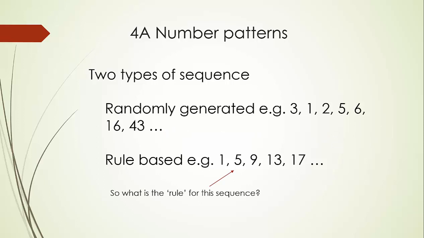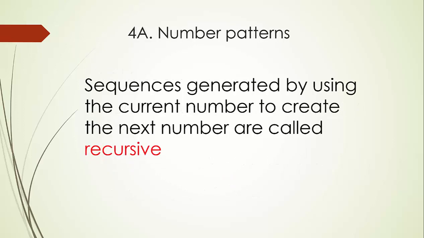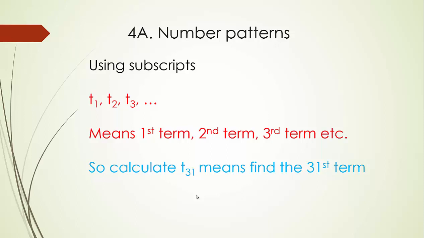So the rule for this sequence, which we've already described informally, is add 4 to the previous number. And any rule, any sequence which is generated by using whatever the last number is or the current number to create the next number is called recursive. This is what makes a recursive sequence, changing the last number to provide the next number. And we're going to be using subscripts, which are the little 1, the little 2, the little 3 there. That's called a subscript as opposed to a superscript.